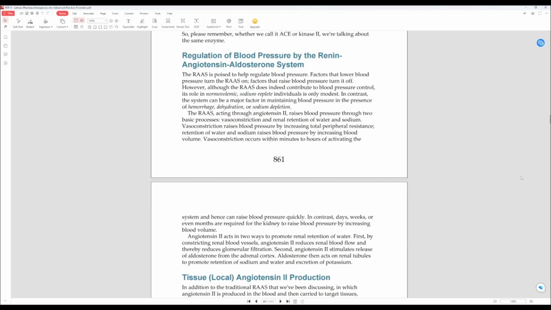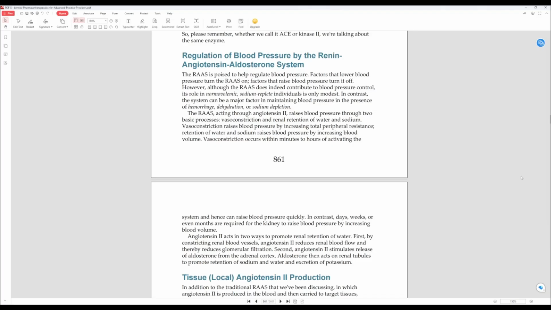So, the regulation of blood pressure by the renin-angiotensin-aldosterone system. RAS is poised to help regulate blood pressure. Factors that lower blood pressure turn the RAS on. Factors that raise blood pressure will turn it off. However, although the RAS does indeed contribute to blood pressure control, its role in normovolemic, sodium-replete individuals is only modest. In contrast, the system can be a major factor in maintaining blood pressure in the presence of a hemorrhage, when you're dehydrated, or have sodium depletion.